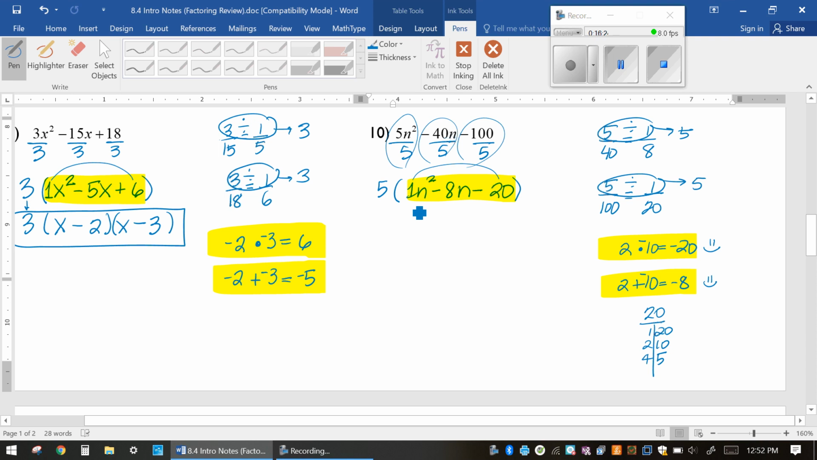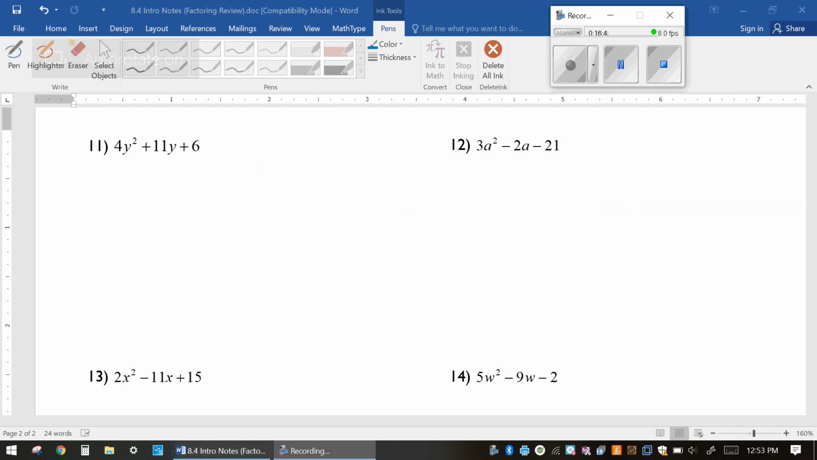I can use this shortcut since the leading coefficient is 1. Drop down the 5 that you took out at the beginning, and then put your variable in each binomial of your answer. Remember that we chose to use a +2, so +2 in one binomial, and -10 in the other. Okay, for number 11, check to see if there's a GCF. Pause the video and then push play when you are ready.